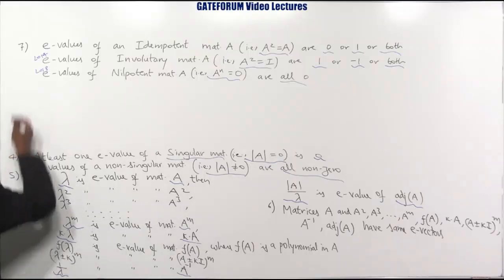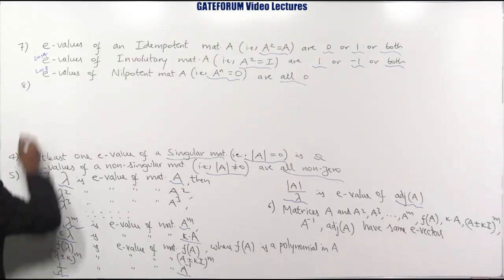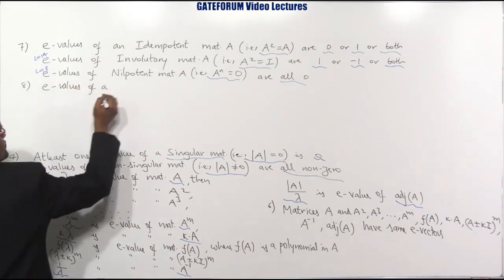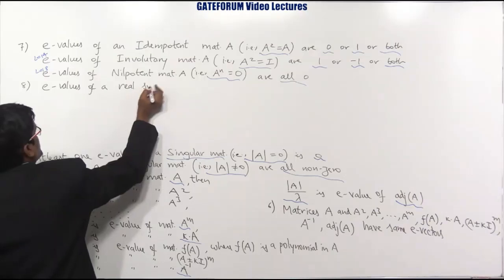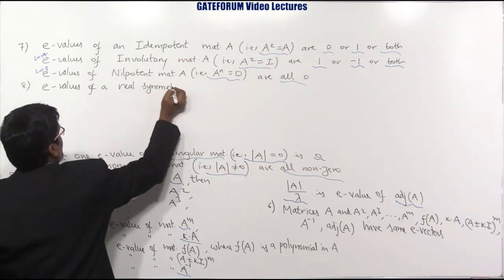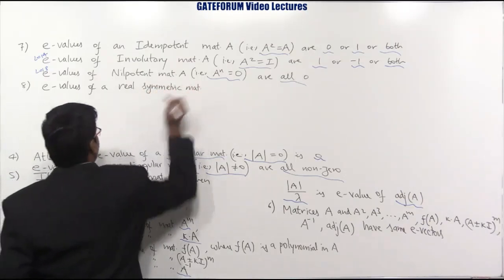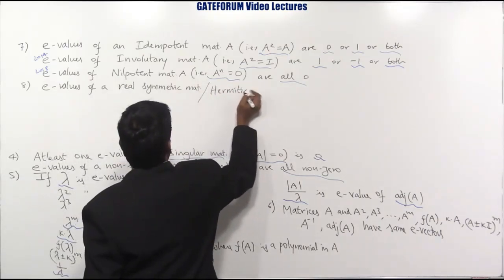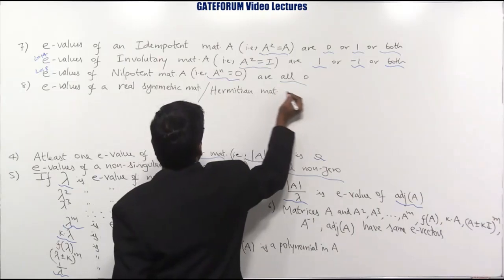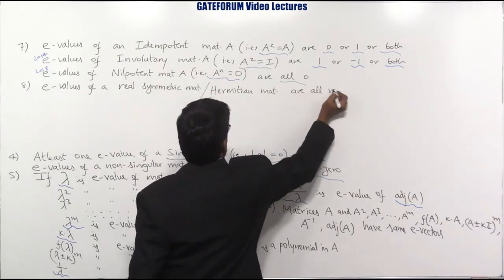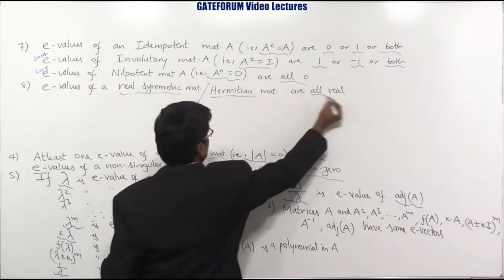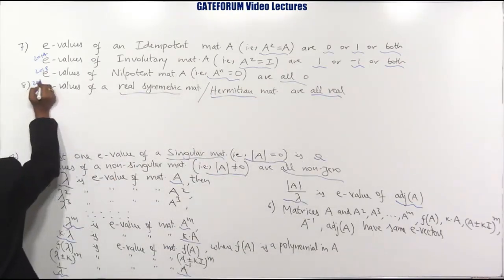Next, number 8. Eigenvalues of a real symmetric matrix or Hermitian matrix are all real. This one was asked in 2014, 15, in so many sets and so many branches.